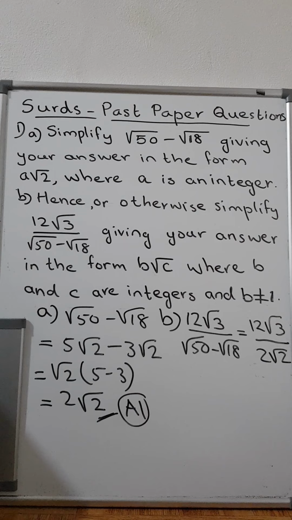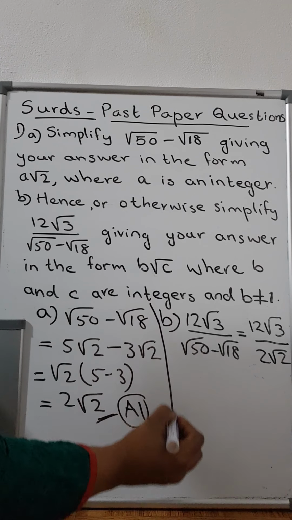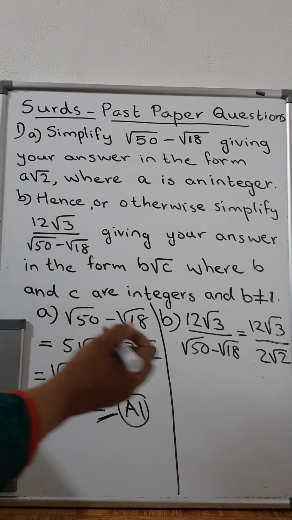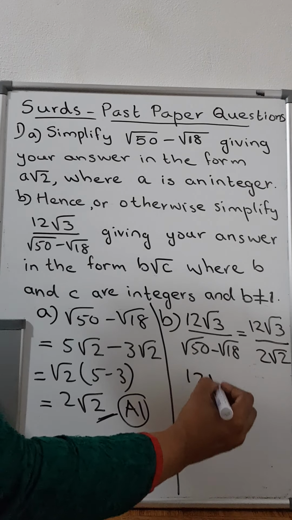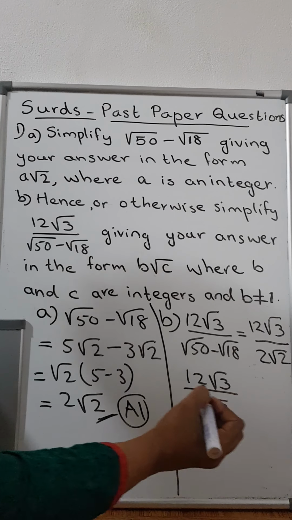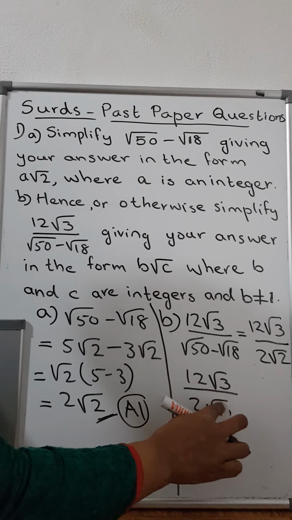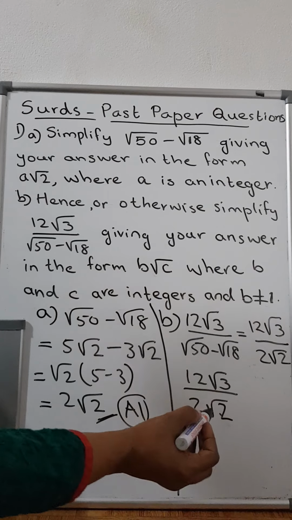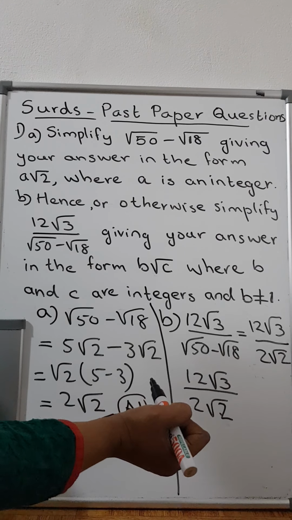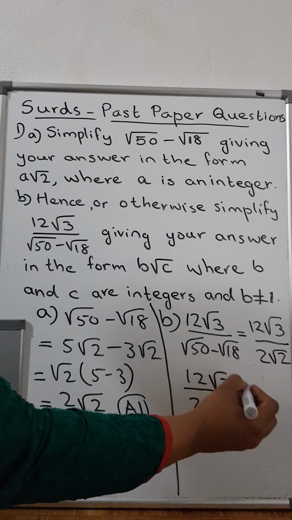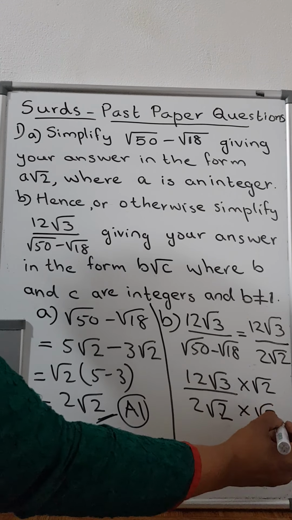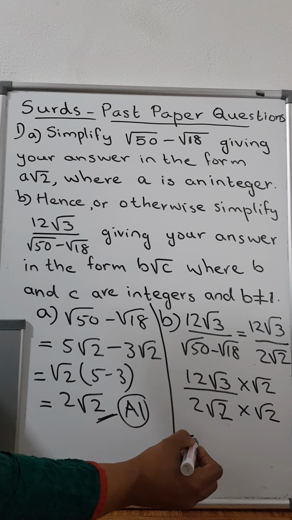Now you see what we can do. We can rationalize the denominator to simplify it. For that, we have to multiply numerator and denominator with root 2. See, in the denominator we have 2 root 2. So to simplify this, we have to multiply numerator and denominator with root 2. Now you see what happens here.